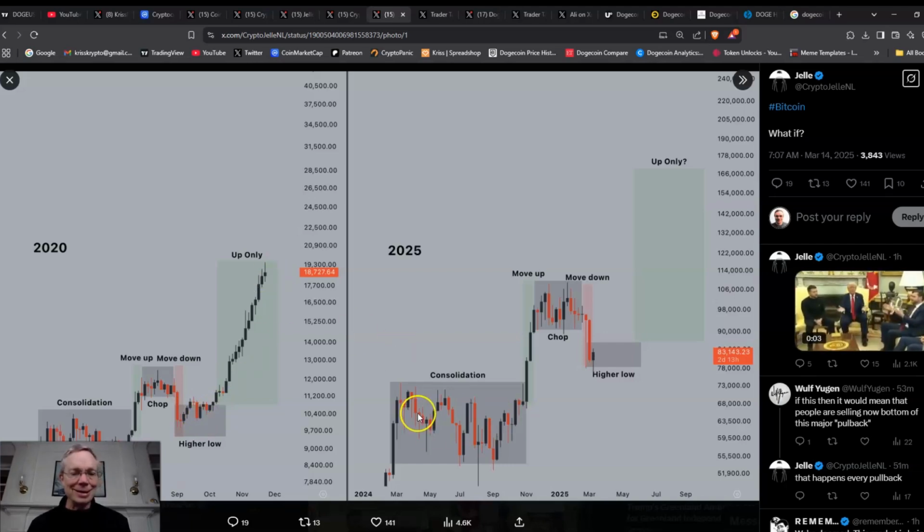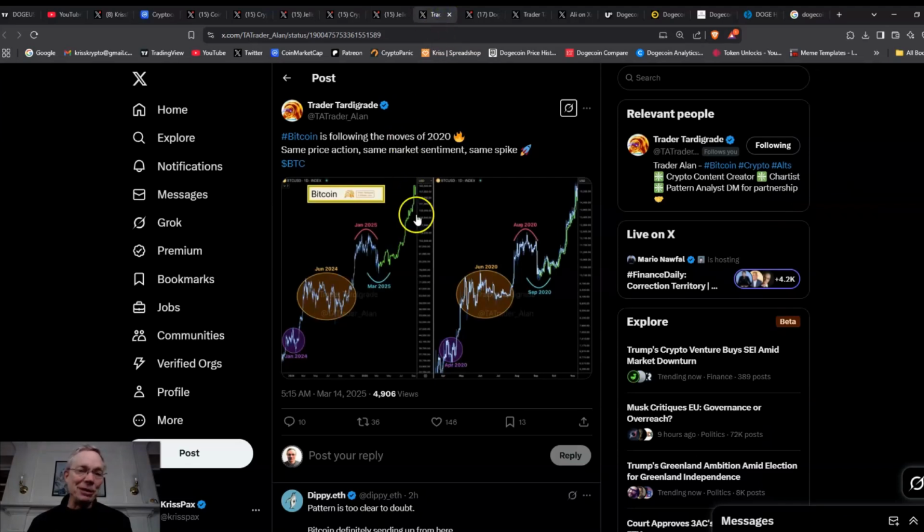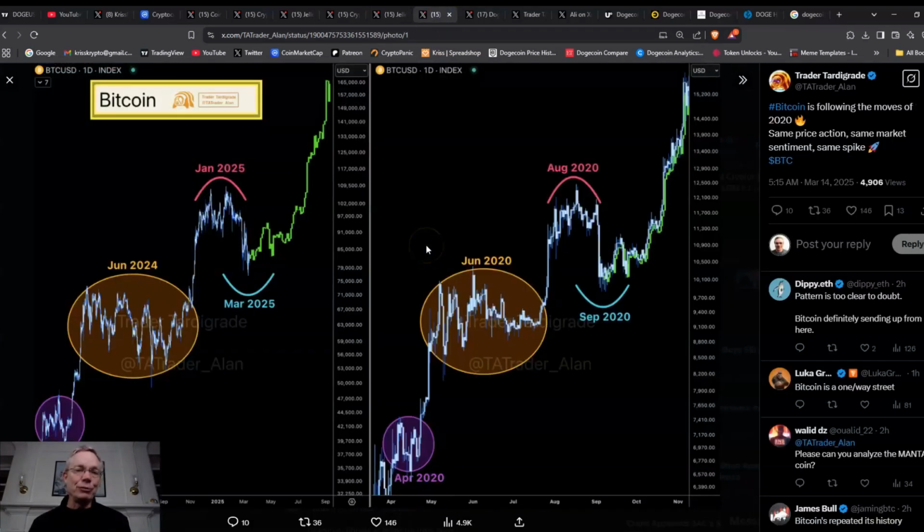This is mirroring that exactly, going back to a year ago, March of 2024. We've been in consolidation. There's the move up, and then we have the chop, followed by a move down. Are we going to see higher lows again before up only? Again, patterns do tend to repeat. Here's another view of it from Trader Allen.